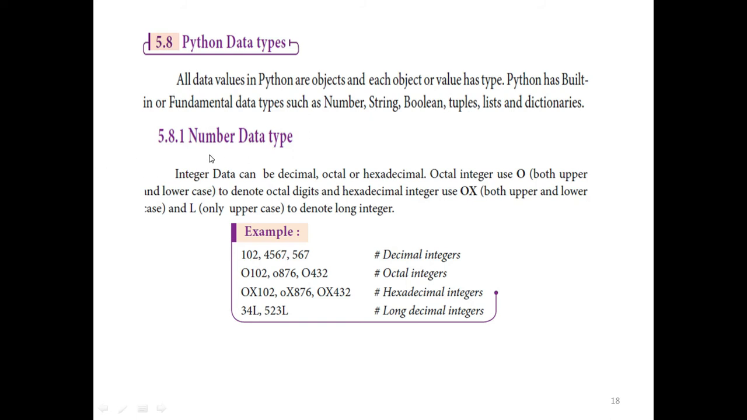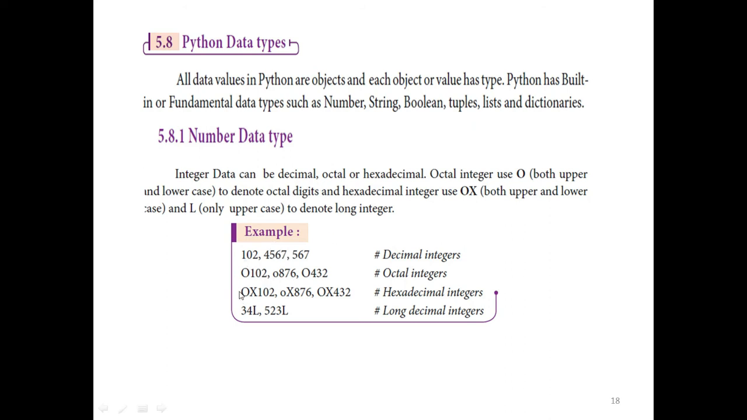And then, what is numeric data type? It's a 3-mark question. Numeric data type can be decimal, octal, hexadecimal or long decimal integer. We learned this in the first year. So what is number data type? The number data type may be decimal, octal, hexadecimal. Integer data can be decimal. In our example, 102 is an integer type.